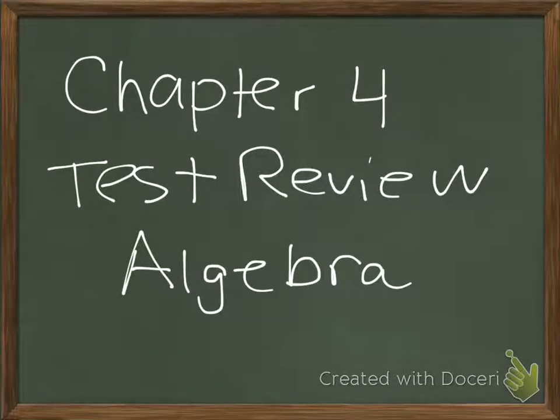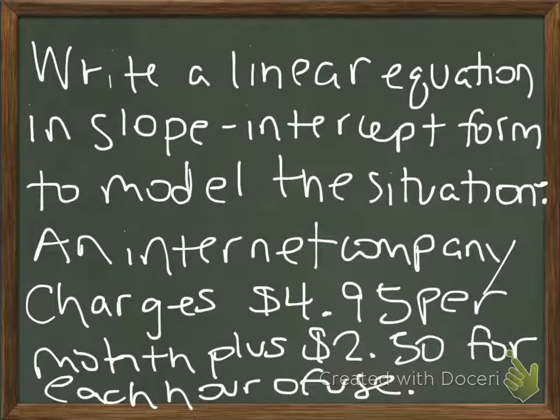This is the Chapter 4 test review video for Algebra. So we're going to do about 20 problems related to what you will see on your test for Chapter 4. So the first problem, we are asked to write a linear equation in slope-intercept form to model the situation.